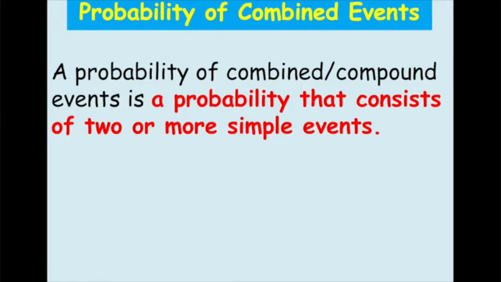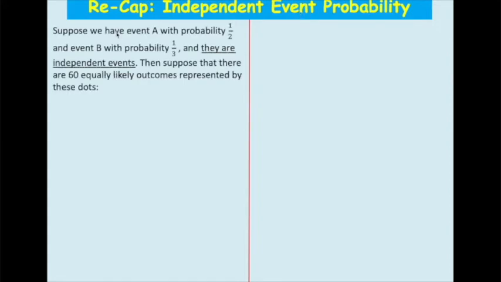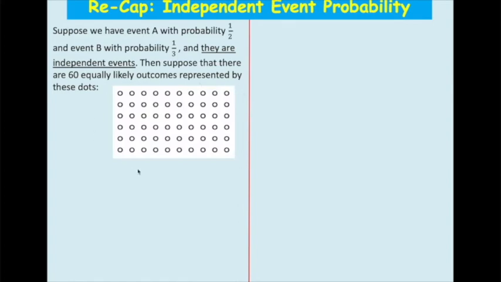Okay, let's start off with independent events. Suppose we have event A with probability 1/2 and event B with probability 1/3. Again, they are independent events. Then suppose that there are 60 equally likely outcomes represented by the dots here.